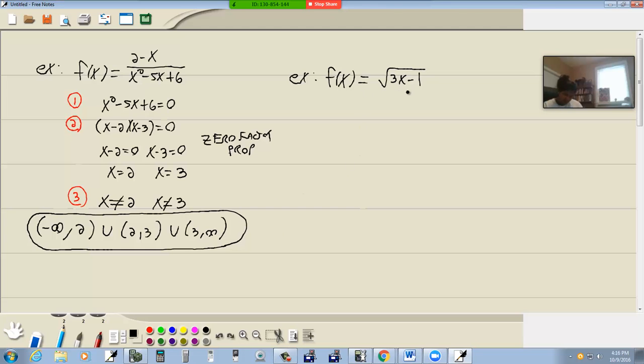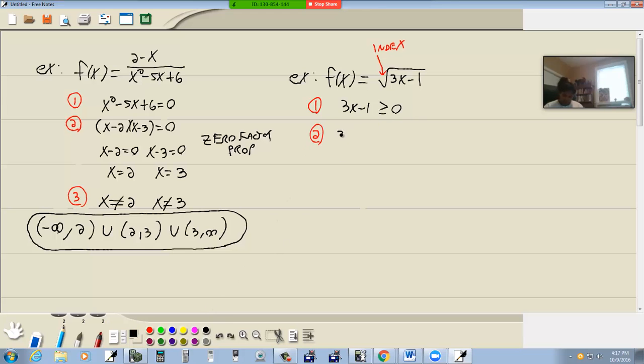So in this example here, I would set what's underneath my radical, which is 3x minus 1, greater than or equal to 0. Now this is a radical with an even index. Your index is whatever number is in the slot right here. And if there is no number in that slot, it's by default 2. And then step 2 is we want to solve.